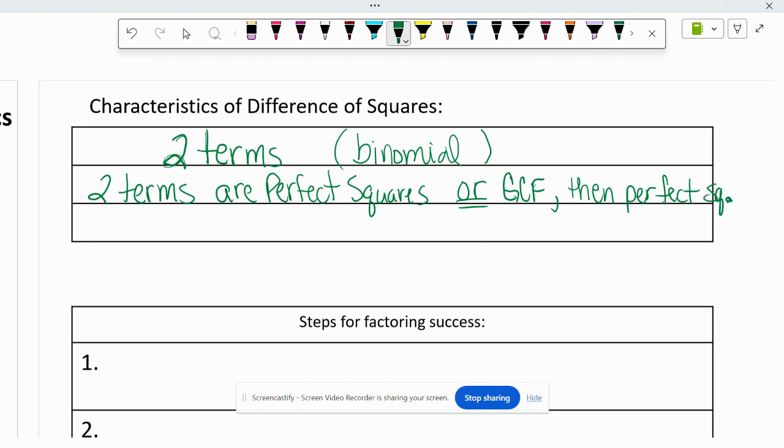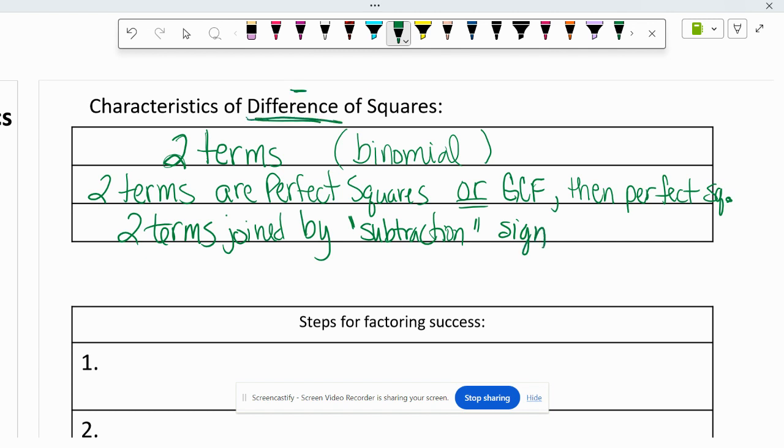Okay. So if we have two terms, there's something really important about those two terms. We know that those two terms are perfect squares and they're joined by a what? A minus sign. Yeah. The two terms are joined by the subtraction sign. Okay, that's why it's called the difference. Remember that the word difference means subtract. So we have the difference of perfect squares.